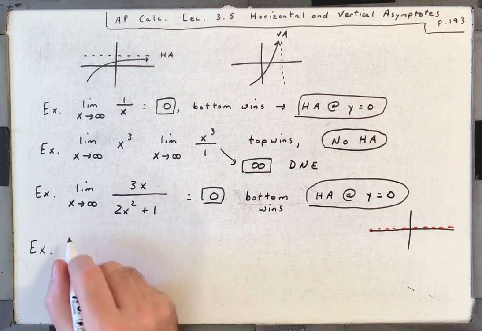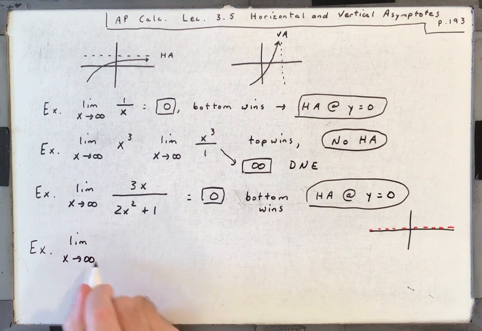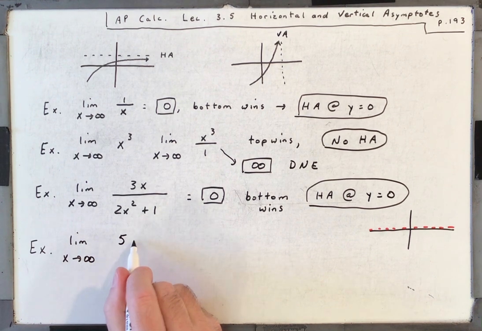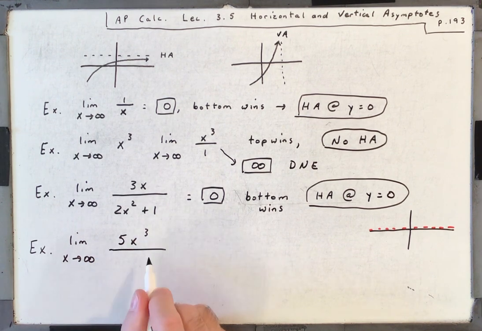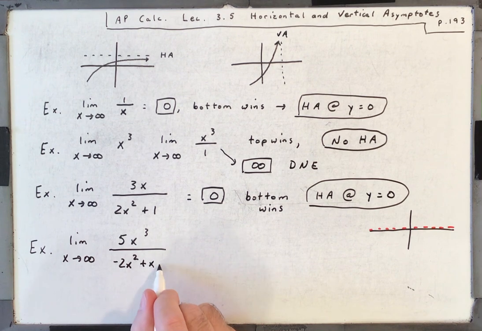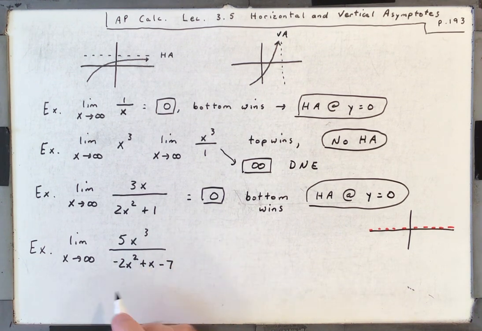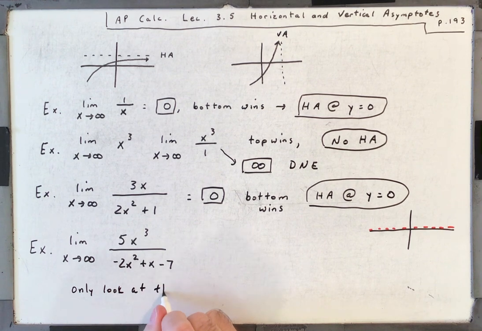All right, let's go with the limit as x approaches infinity of 5x cubed over negative 2x squared plus x minus 7. Looking at this, I don't care about the x or the negative 7. It's only about the highest power. So only look at the highest powers.